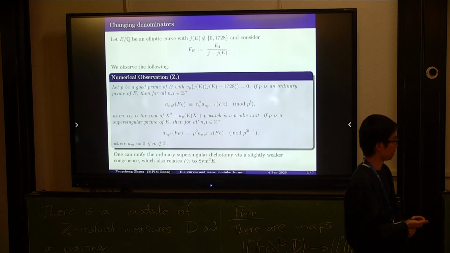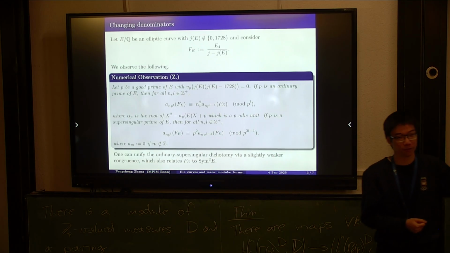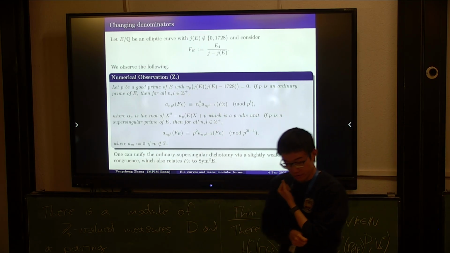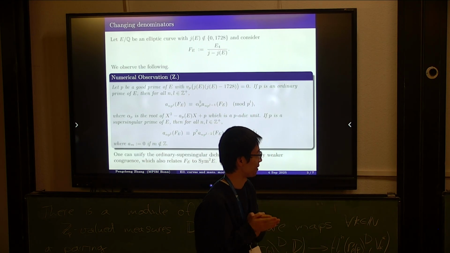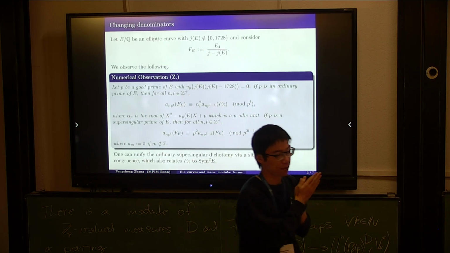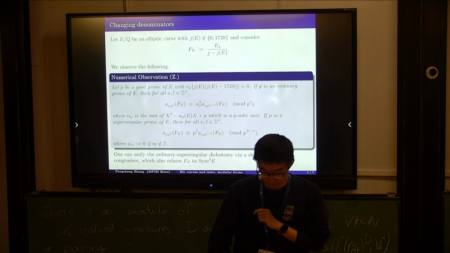And this slightly weaker congruence actually also relates this meromorphic modular form to the symmetric square of the elliptic curve. So in some sense, I hope to convince you by the end of my talk that this meromorphic modular form, even though it is a GL2 object, looks like a GL3 object.